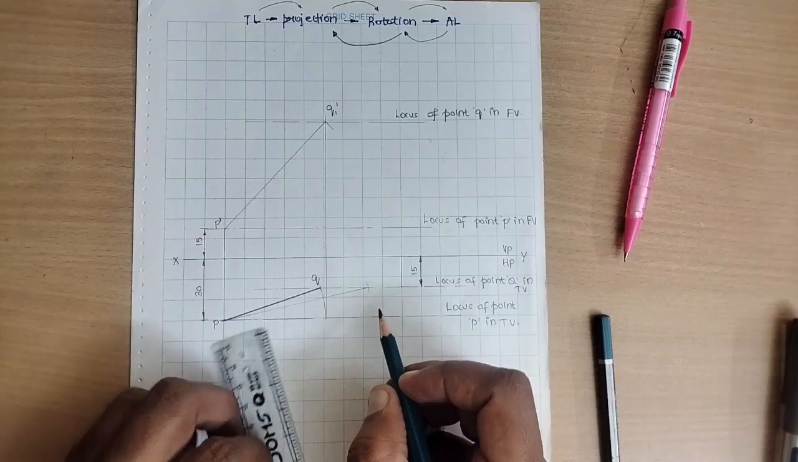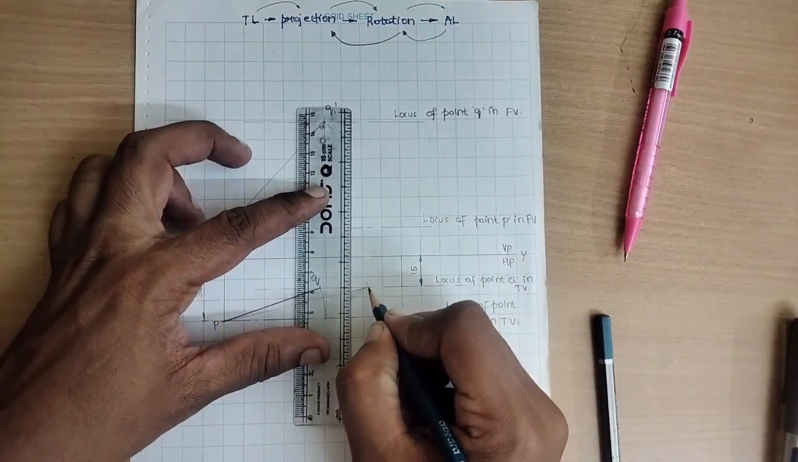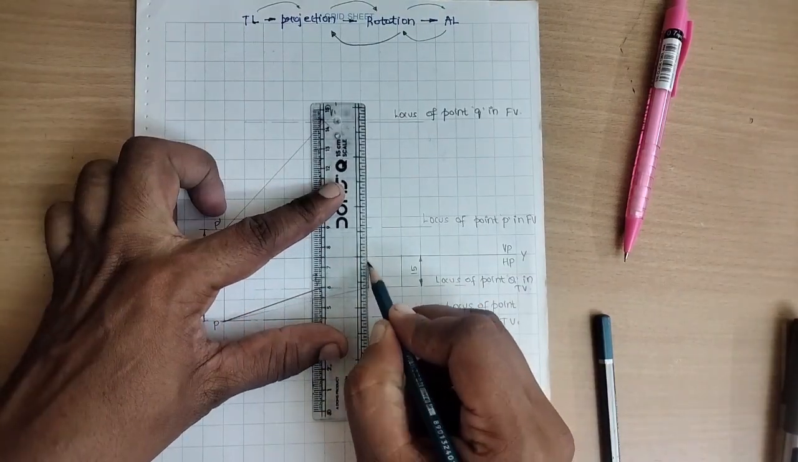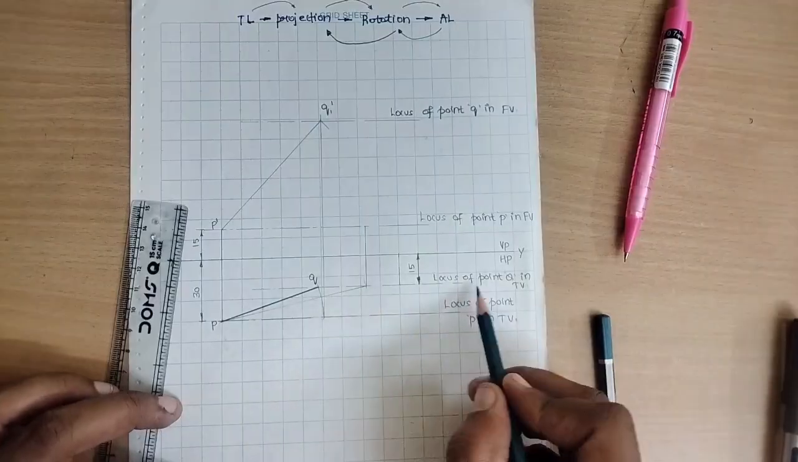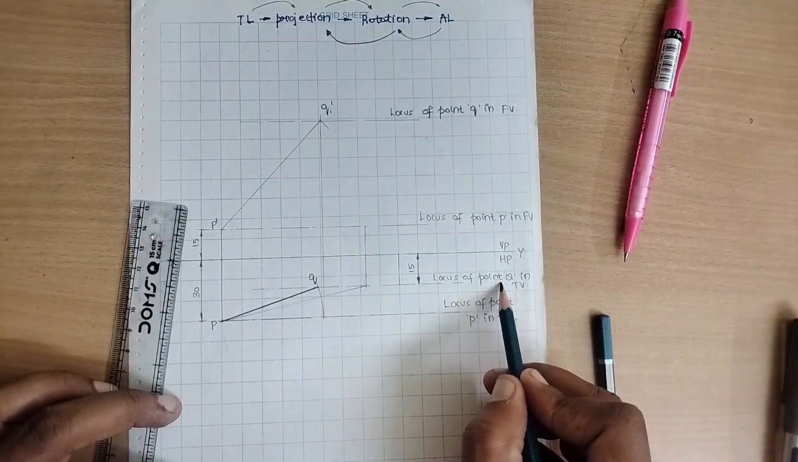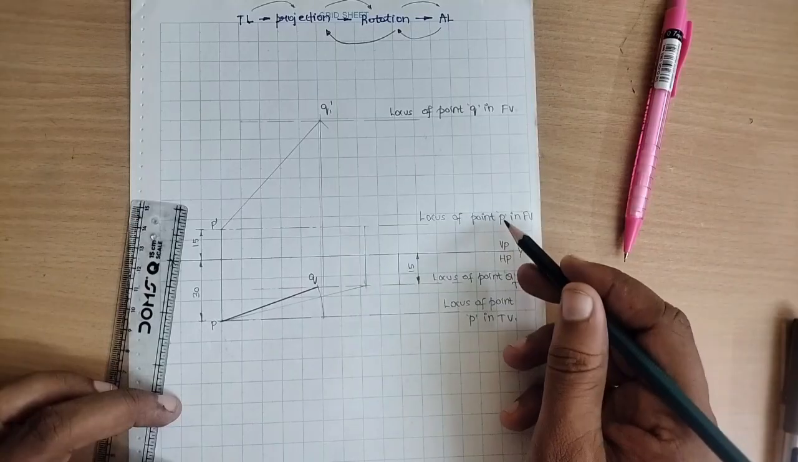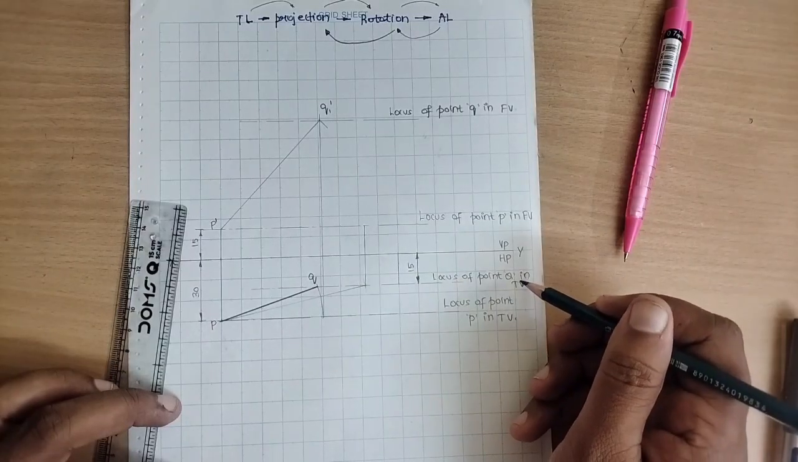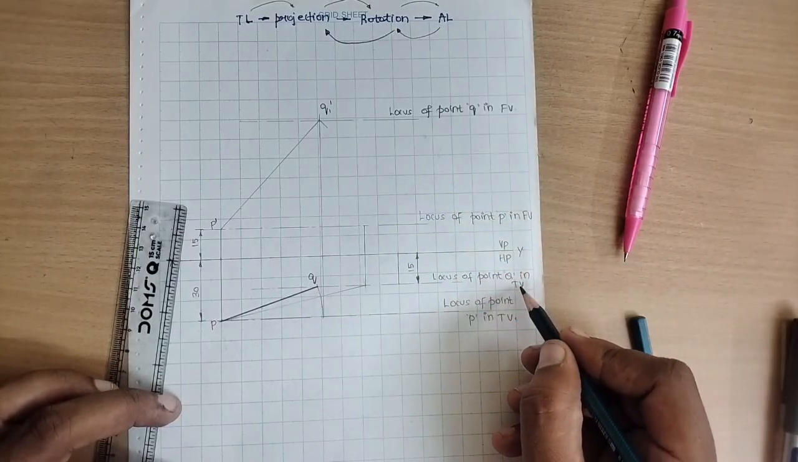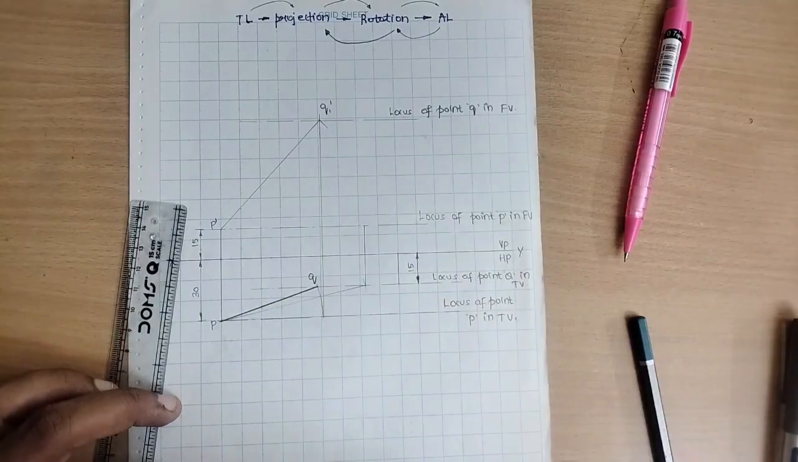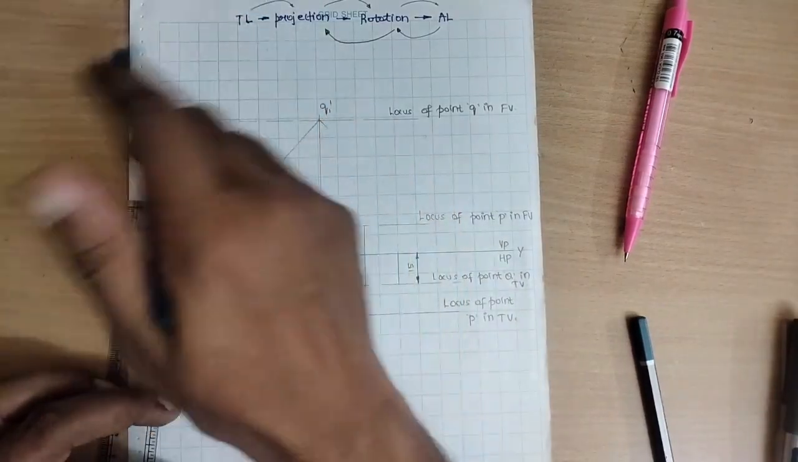So this is the true length. Now let us go for projection. Projection till where is the question? I am starting the projection from the locus of point Q and stopping it at the opposite locus. Q means stop it at a point P, and let us stop it at the opposite view. I am starting from the top view, so let us stop it at the front view. So this is the true length. True length has been projected.